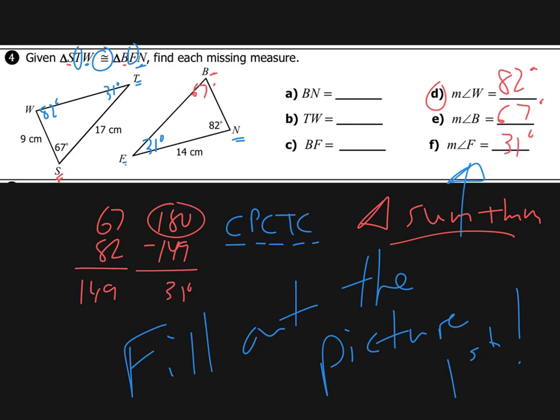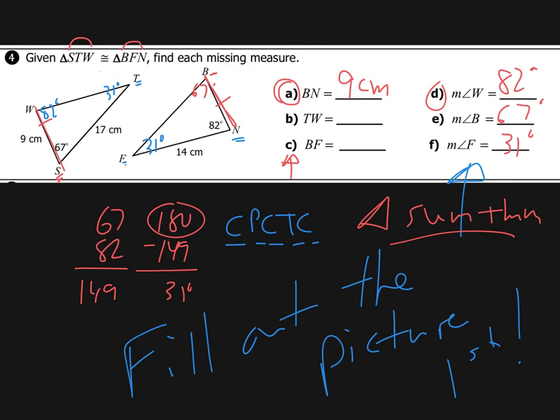Now let's move back for the sides for parts A, B, and C. For side BN, BN's right here, and I look, that's B to N, so that's going to be the same as S to W. I look over here, and S to W has been given as 9 centimeters, so BN, of course, is also 9 centimeters because they're congruent.